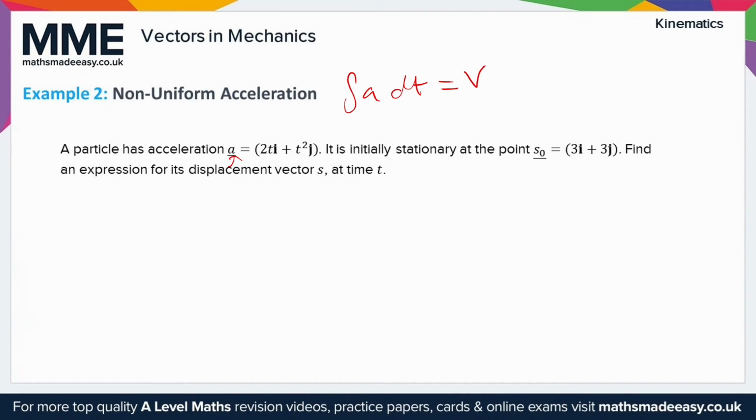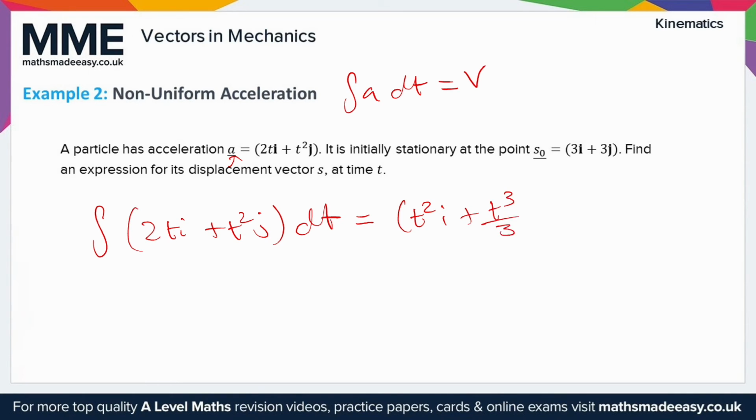So let's integrate this. Well, the integral of 2ti plus t squared j with respect to time. You don't need to really worry about the i and j, just worry about the coefficients in front of them. So integrating 2t, we'll get t squared, and then I'll just add the i after. Integrating t squared, we're going to get t cubed over 3 j. And then, obviously, in pure, you have a plus c.